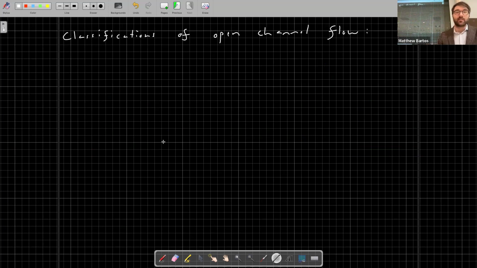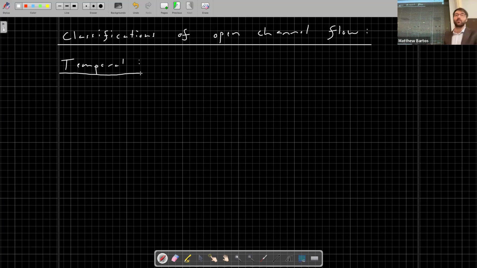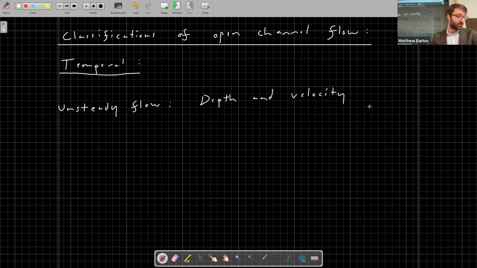So first, let's talk about different classifications temporally. So there's two main cases. We think about open channel flow and how it either varies or does not vary over time. So the first and most general case is unsteady flow. And this is the case where the depth and velocity of flow vary over time.